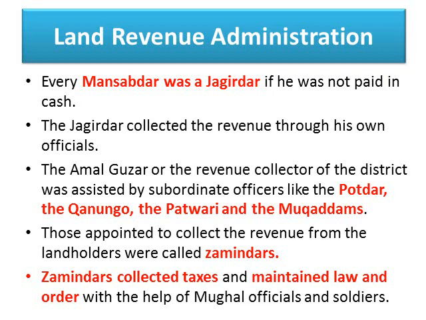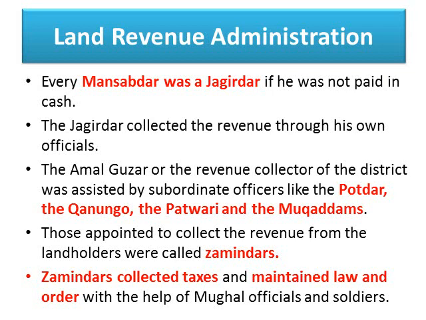The Amal Guzar or the revenue collector of the district was assisted by subordinate officers. So Amal Guzar was the revenue collector of the particular area and he was assisted by different officers like the Portdar, Kanungo, Patwari and Mukaddams. So these people, Portdar, Kanungo, Patwari and Mukaddams assisted Amal Guzar in collecting the revenue of the district.